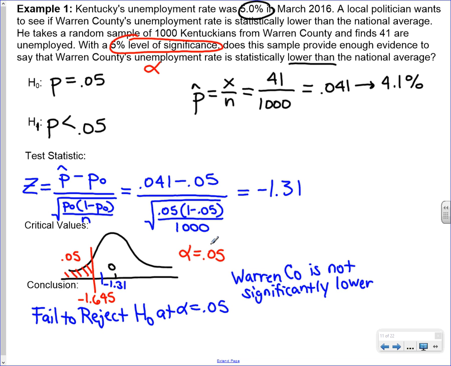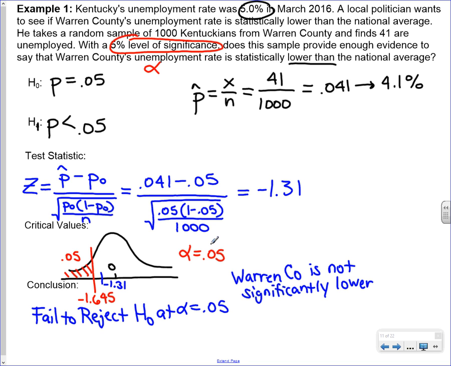All right, so let's do a problem here. Okay, Kentucky's unemployment rate was 5% in March 2016. A local politician wants to see if Warren County's unemployment rate is statistically lower than the national average. He takes a random sample of 1,000 Kentuckians from Warren County and finds 41 are unemployed. With a 5% level of significance, does this sample provide enough evidence to say that Warren County's unemployment rate is statistically lower than the national average?